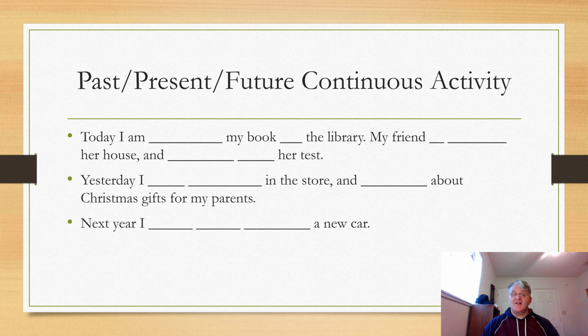Class, we are going to bring it all together and we will try to use the past, present, and future continuous here in a short activity. So we have the first question, or I should say the first sentence. Today I am ___ my book ___ the library, my friend ___ her house and ___ for her test. Any thoughts on how we can fill in the blanks?